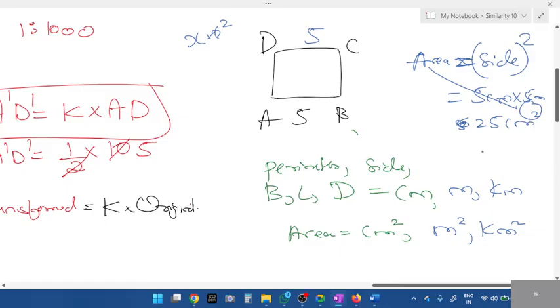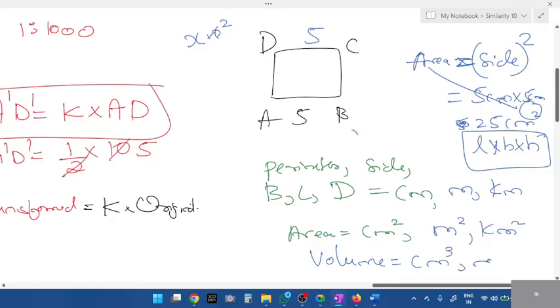In the same way, cube, students. If I take volume, the volume of a cuboid is length into breadth into height. How many times are we multiplying to find volume? 3 times. That's the reason you get centimeter cube, meter cube, kilometer cube. So for perimeter and side, you get only centimeter. Degree is 1. Area square, volume cube. Is this concept clear? All of you understood? Any doubts in this, students?